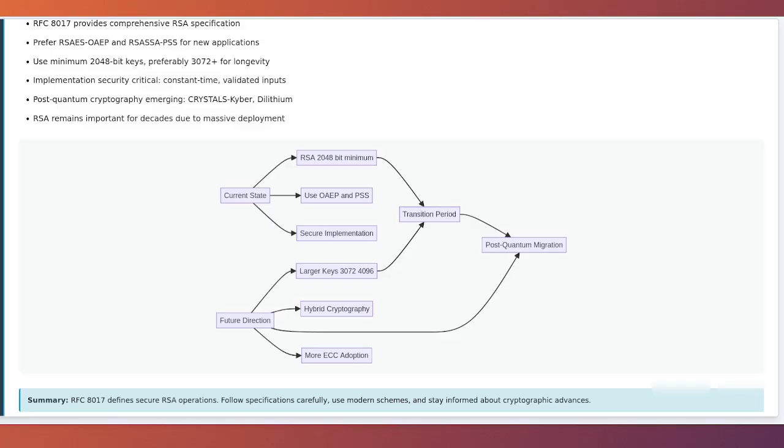However, RSA's practical importance won't disappear soon. The massive existing deployment of RSA in certificates, keys, and protocols means it will remain relevant for decades. Understanding RSA through RFC 8017 provides foundational knowledge applicable to both current systems and future cryptographic protocols. The principles of padding, secure key generation, and careful implementation apply broadly across cryptographic systems.